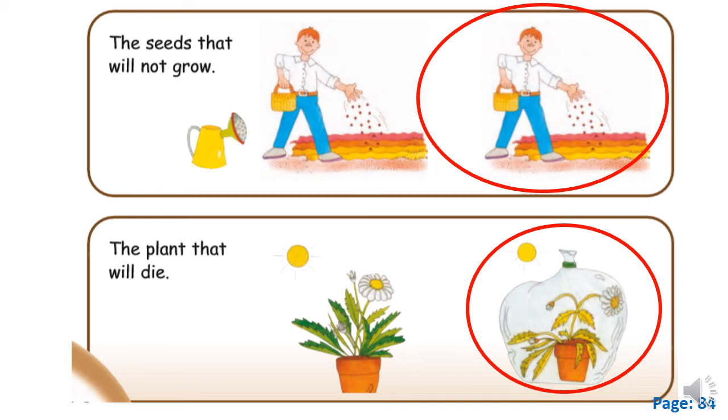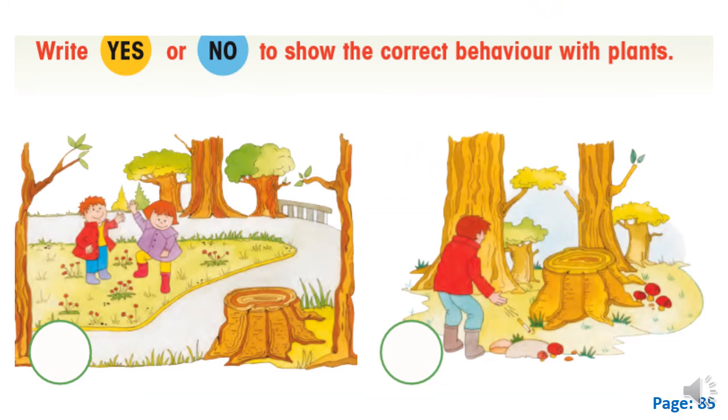What do we have next? Let us move together. The next exercise in your book, page 85, you have to write yes or no to show the correct behavior with the plants. You have to look well at the figure, then you write yes if it's good behavior or no if it's wrong behavior.